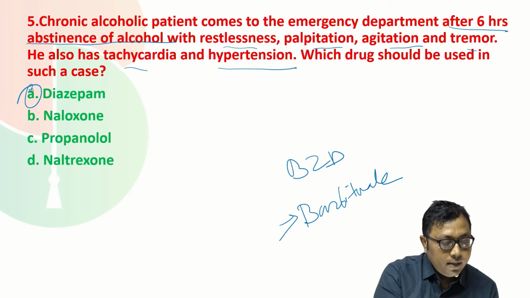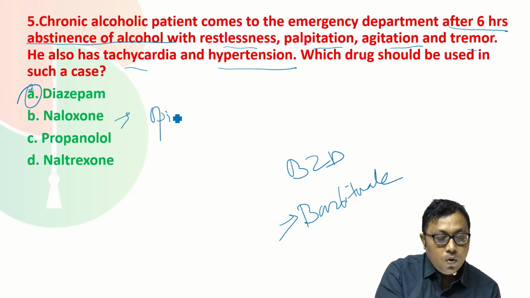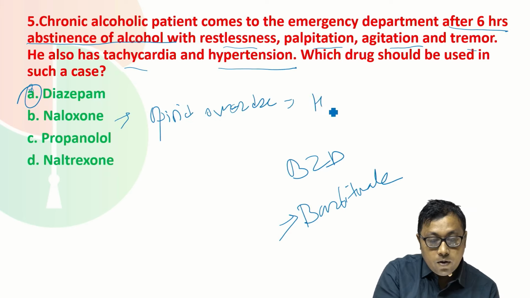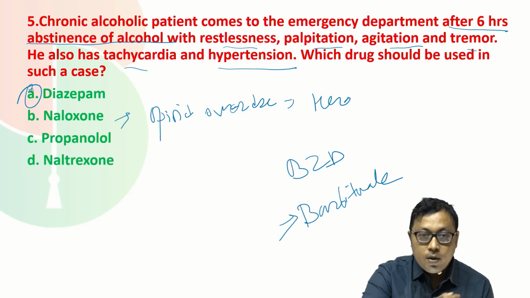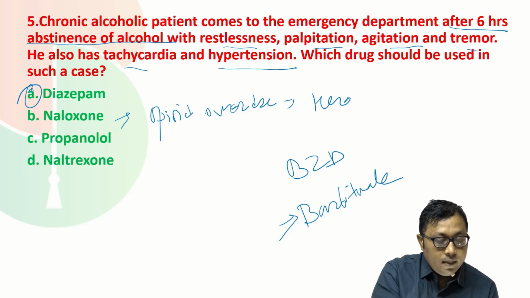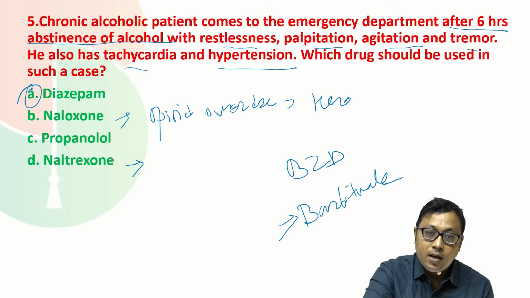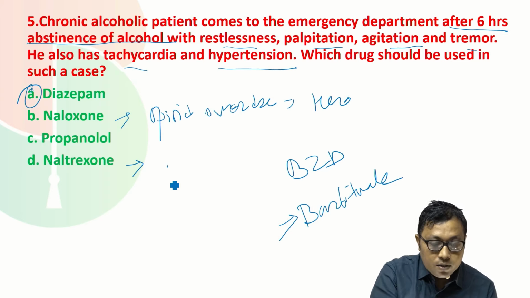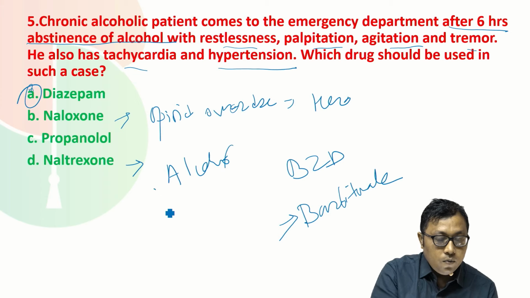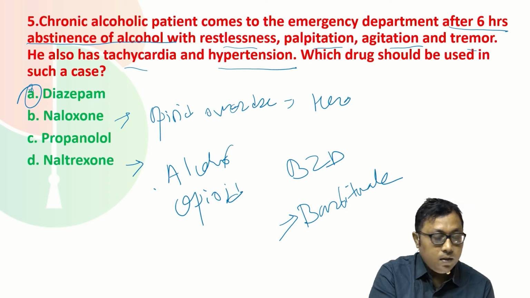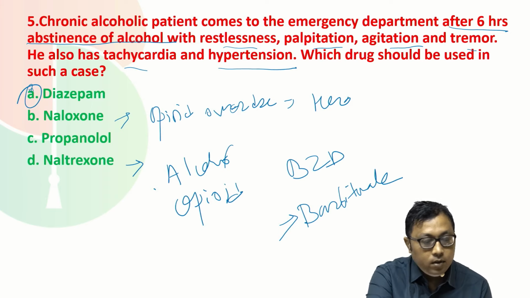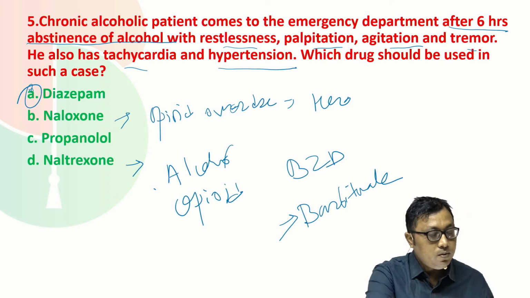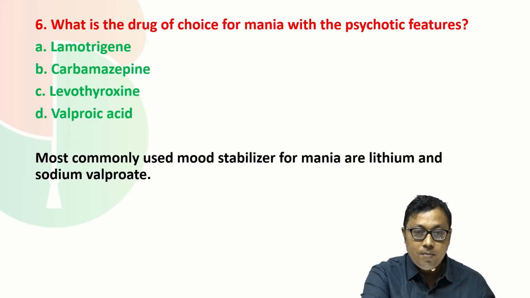And the naloxone and naltrexone, they are opioid antagonists. Naloxone can be used for opioid overdose cases, like overdose of heroin, morphine. If there's acute overdose, we can use naloxone. And naltrexone, it is used as anti-craving agent for alcohol use disorder and opioid use disorder. And propranolol we can commonly use in anxiety symptoms. So in the case of alcohol withdrawal, we have to use benzodiazepine group of drugs, that is diazepam.